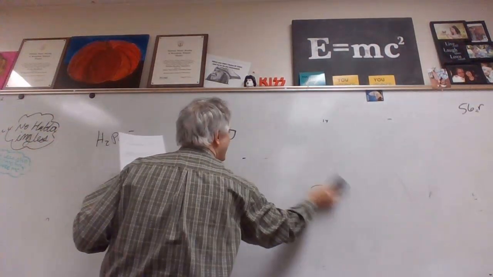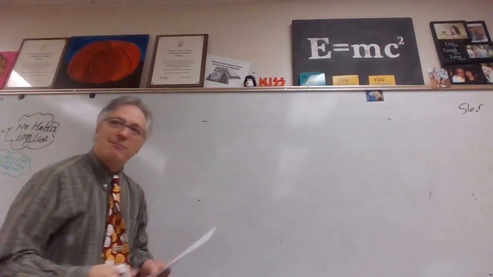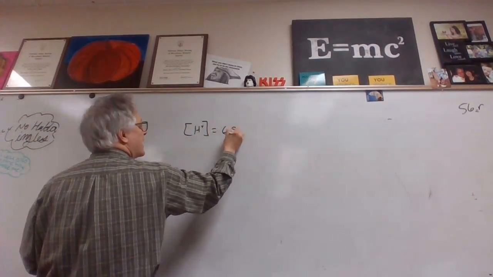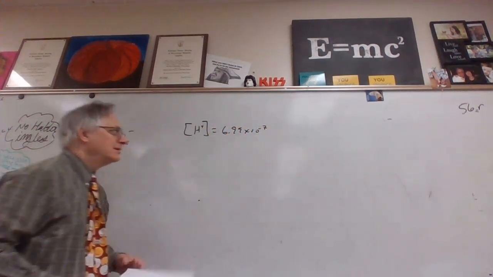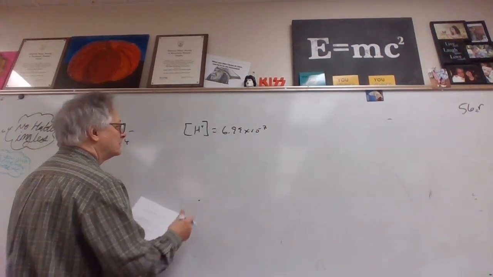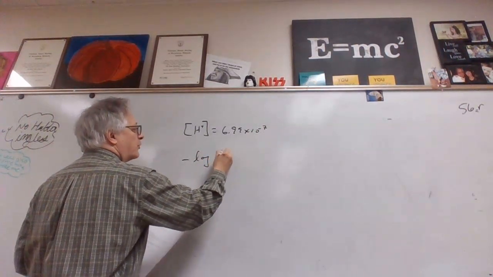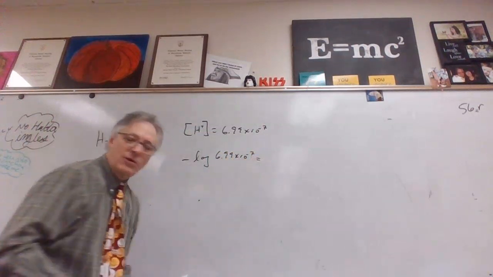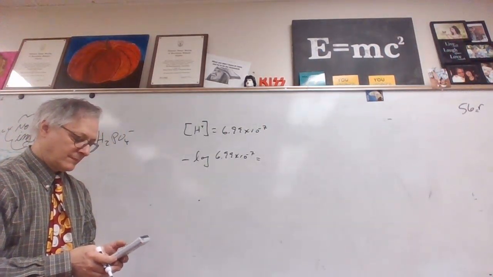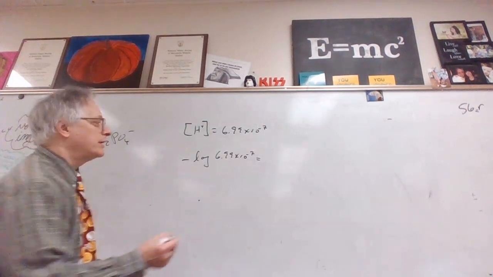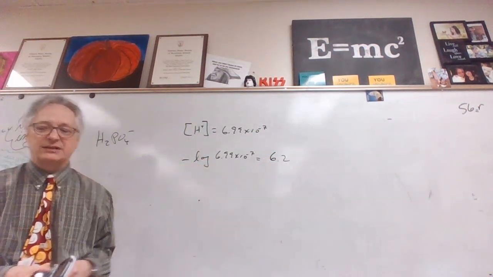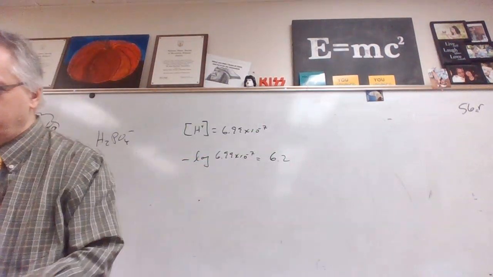The next one, you're going to have a pH which is mildly acidic because the concentration of hydrogen ions is 6.99 times 10 to the minus 7. So you're going to get a pH somewhere between 6 and 7, and probably closer to 6. So negative log of 6.99 times 10 to the minus 7 is going to be 6.2 if you round it to the 10th place. So a little acidic.